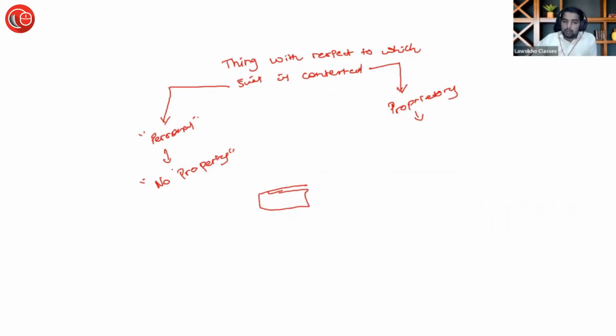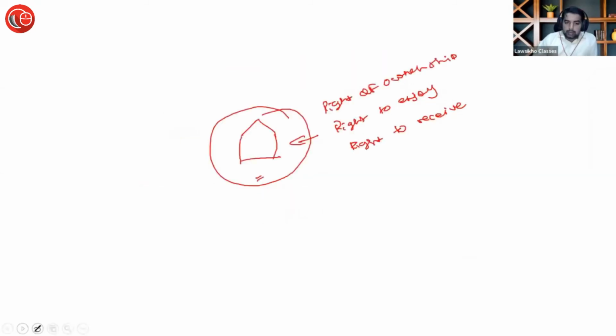Fine. So now your subject matter can be in personal right. You can have a subject matter in a suit that is of personal right. You can have a subject matter in a suit that is of proprietary right. So दोनों भी हो सकते हैं, personal भी हो सकते हैं, proprietary भी हो सकते हैं, ठीक है? So basically subject matter is a thing.